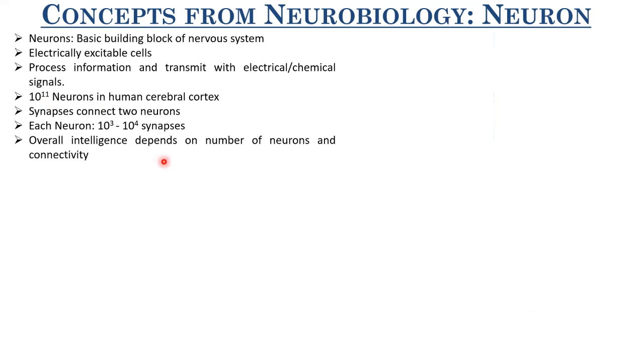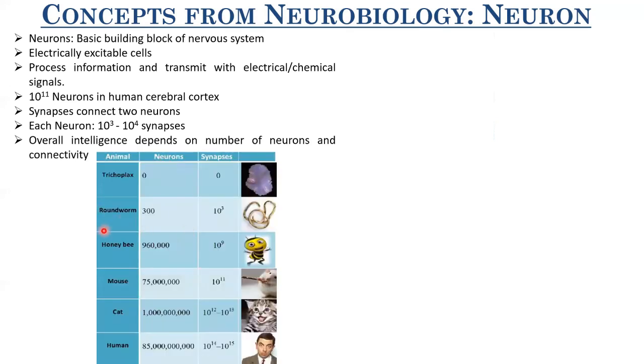And what does the overall intelligence of any organism depend on? The overall intelligence depends on the number of neurons and how they are connected. So let us see. You see that this trichoplax doesn't have any neuron and doesn't have any synapse, and it's the most unintelligent organism. As you go down this ladder, you go to roundworm, you go to honeybee, you go to mouse, you go to cat, and finally you reach human.